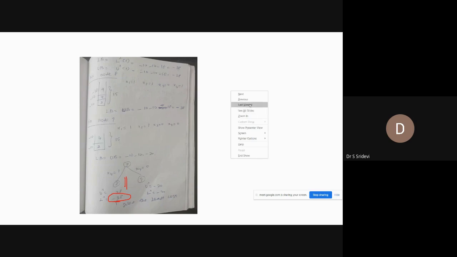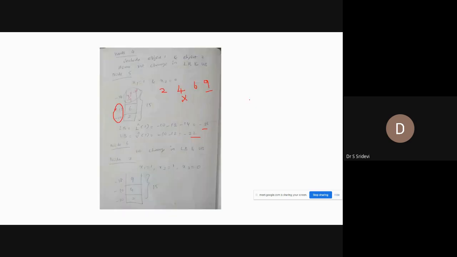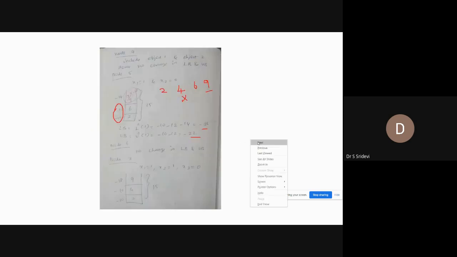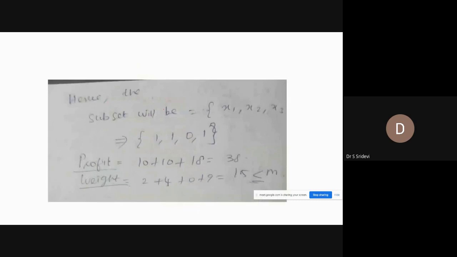So the path will be, you have to consider X1, you have to consider X2. No need to include X3, but you have to include X4. Okay. Only the X3 object is getting rejected. So the remaining objects you can consider. Let us see the profit and the final outcome. Hence the subset will be X1, X2, X3, you have to include X4 also. X1, X2, X3, X4. Okay.